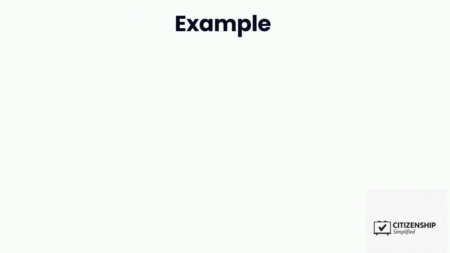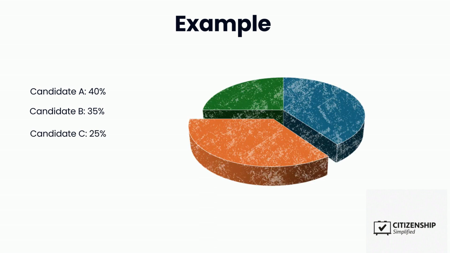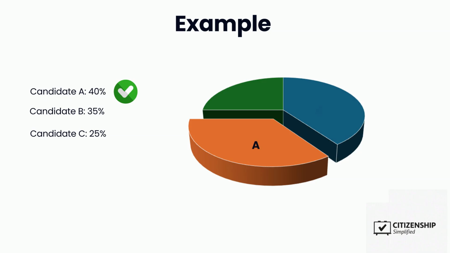For example, imagine a constituency where the results are like this. Candidate A gets 40%, Candidate B gets 35%, and Candidate C gets 25%. Candidate A wins, even though 60% of voters chose someone else. That's how First Past the Post works.